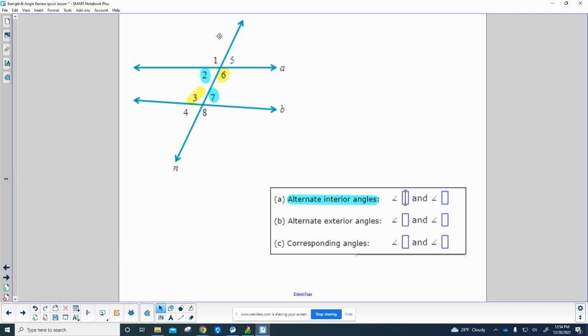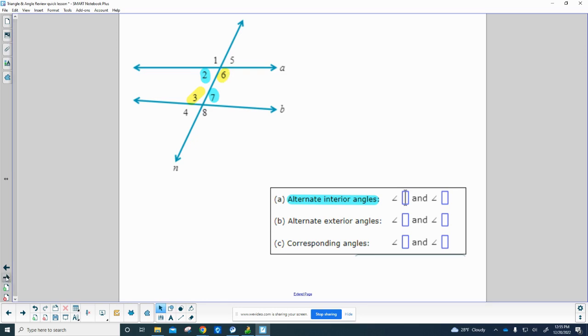All right, now we've moved on to this diagram where we're showing the interior angles versus the exterior angles. And we want to know what are the alternate interior angles. Of these 4 angles, the alternate interior angles are positioned diagonally across the transversal like this. So 2 and 7 and 3 and 6 are considered alternate interior angles.